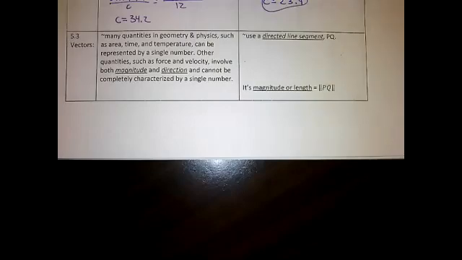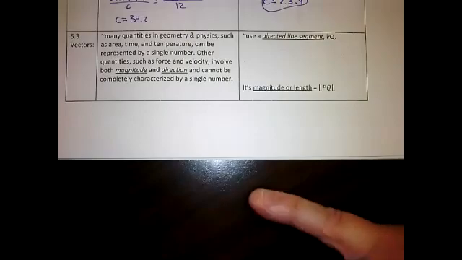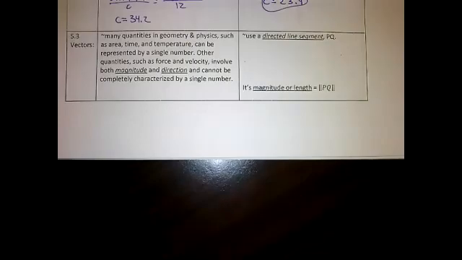So a lot of quantities that we deal with in math, geometry figures, or physics, chemistry are just numbers, just single numbers. But other quantities like force and velocity actually have both magnitude and direction, and they can't be characterized by a single number. So we have to use what's called a vector.